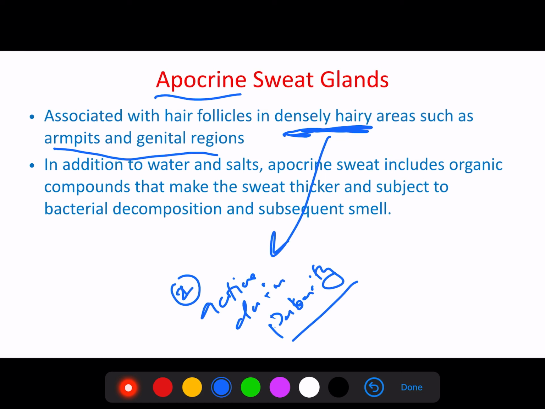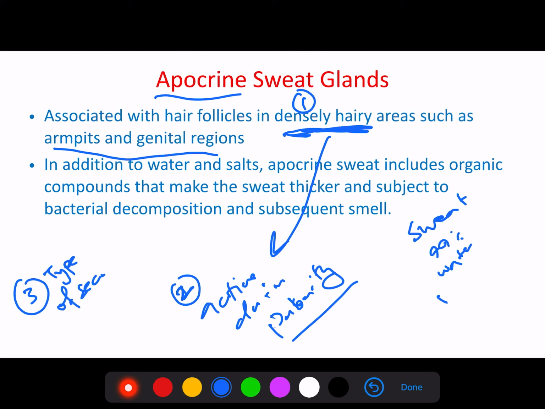So this is another difference. The first difference was their location. The second difference is their active time. The third difference is the type of secretions. For the eccrine, the sweat is basically water. Usual sweat is 99% water, and the other 1% is sodium and some salts.